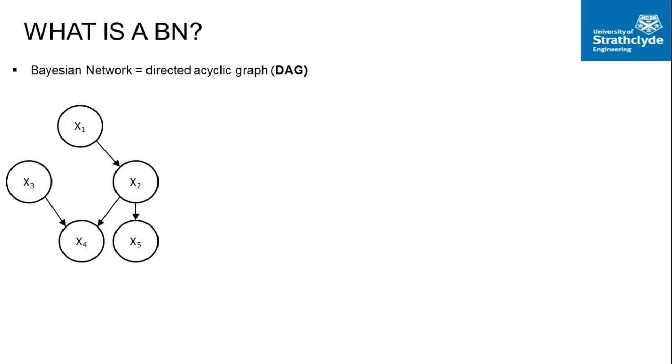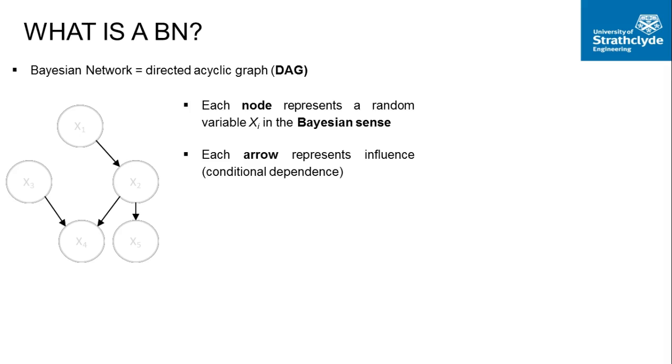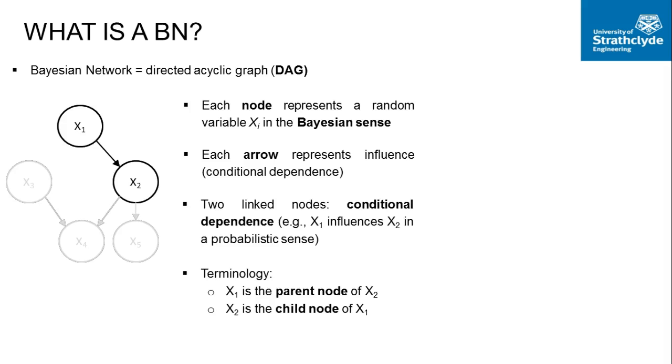A Bayesian network is a probabilistic graphical model where the random variables are represented by nodes, and each arrow represents their conditional dependencies. For example, in that case, x1 is independent and influences x2, so x1 is the parent node of x2, and x2 is the child node of x1.